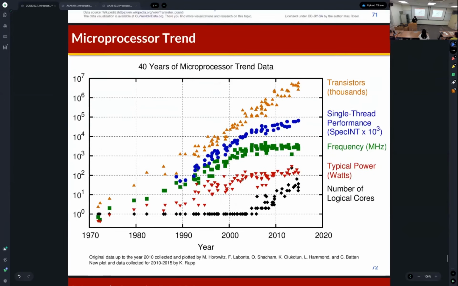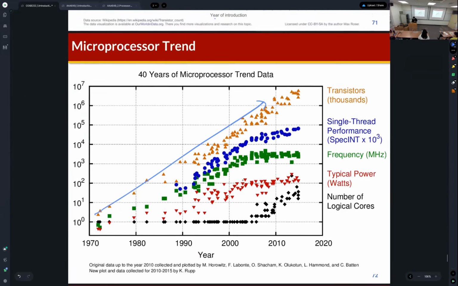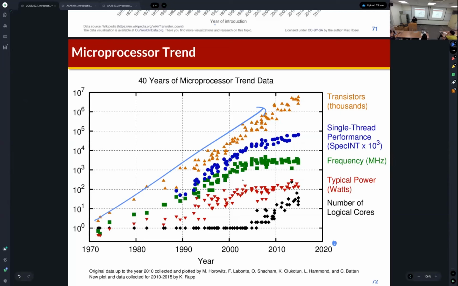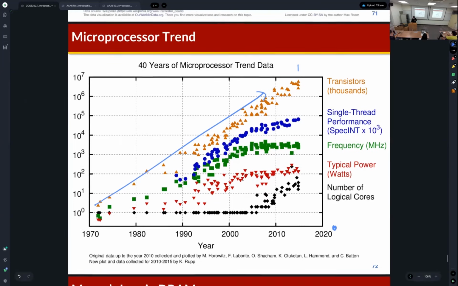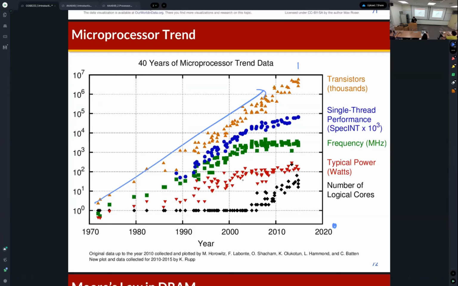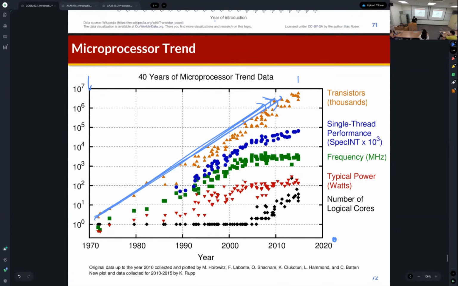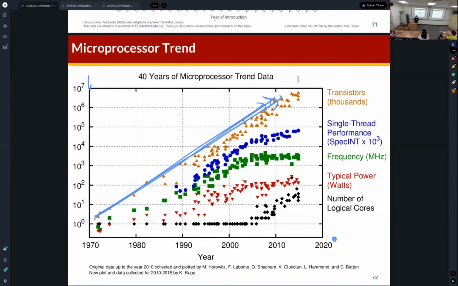But what's the problem? Actually, we track Moore's law. It's somewhat old data because we are here. But if you see the trend, this orange triangle represents the number of transistors per CPU, and we can find that it increases linearly. Also the y-axis is the log scale, which means that the semiconductor industry tracks Moore's law. Okay, the number of transistors increased.